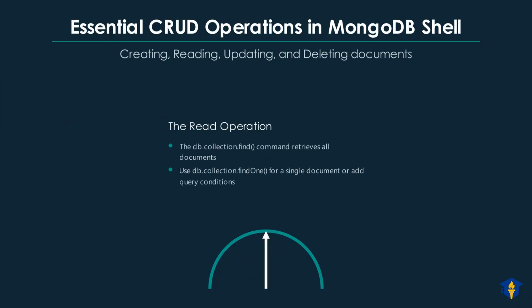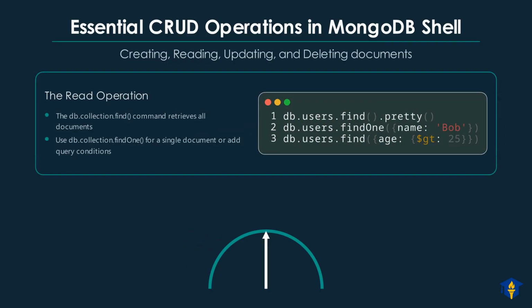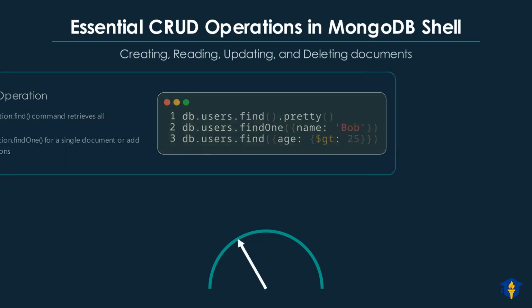Next, we move on to the read operation for retrieving data. The db.collection.find command retrieves all documents, or use findOne for a single document with conditions. Here, we see examples of finding all users, finding a specific user, and finding users matching an age condition.